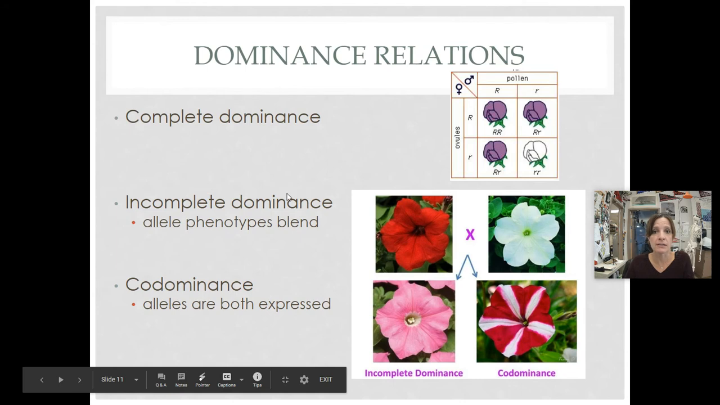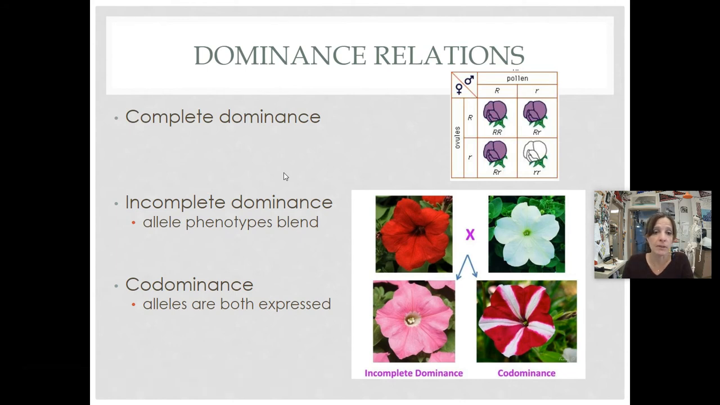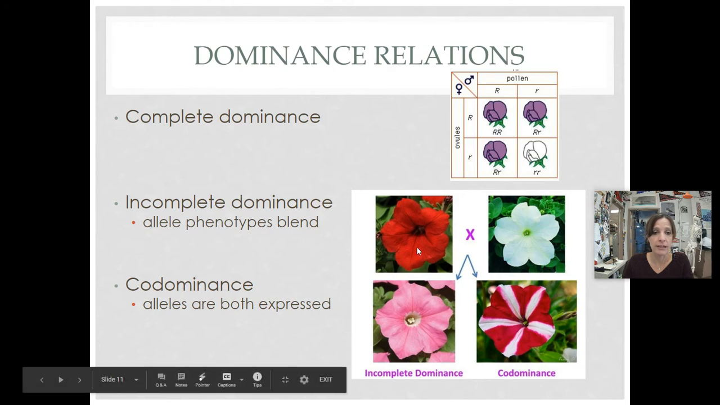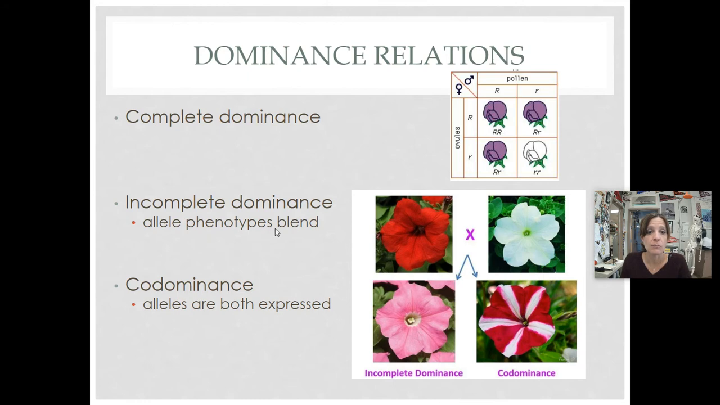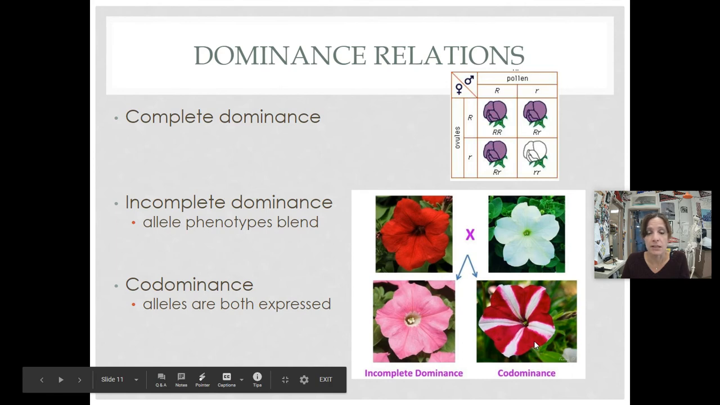Okay, so some other things to remember, and this is probably a review. Complete dominance is what we just talked about, where one dominant allele is going to cover up everything else. Incomplete dominance is this one. So a red flower and a white flower give you a pink flower. So the phenotypes of the alleles blend, versus this one, codominance, I think of co-captains, this is where both of the phenotypes are expressed. So both the red and the white are shown.